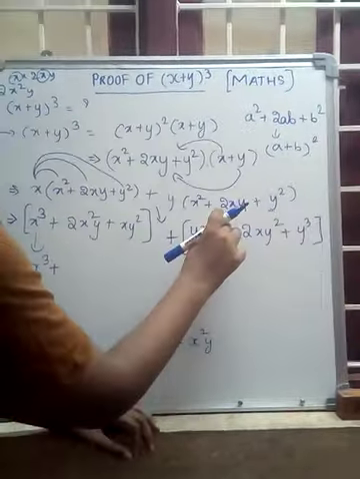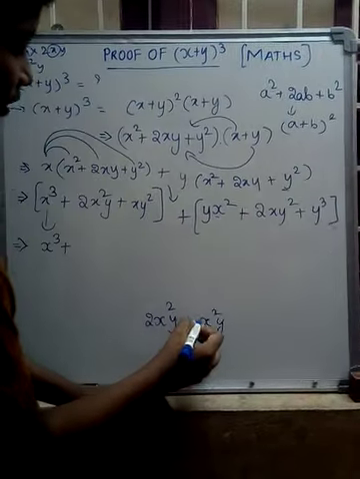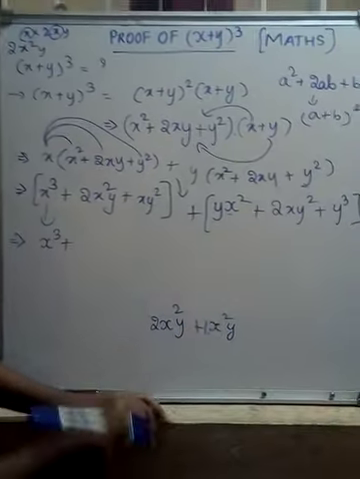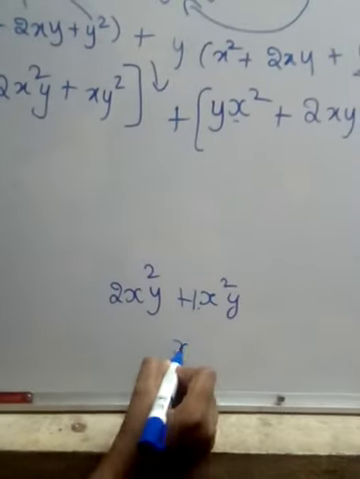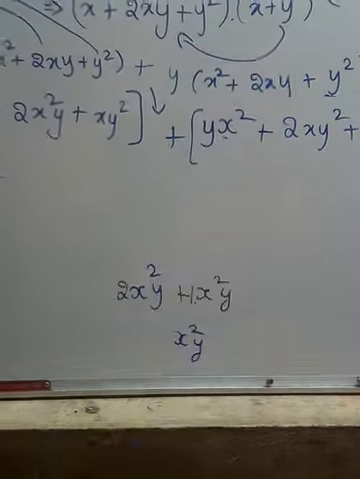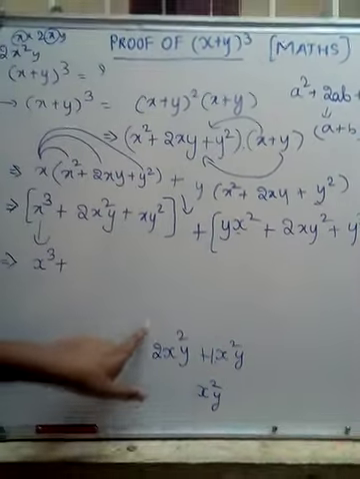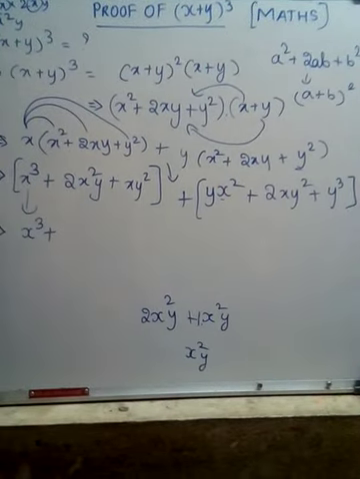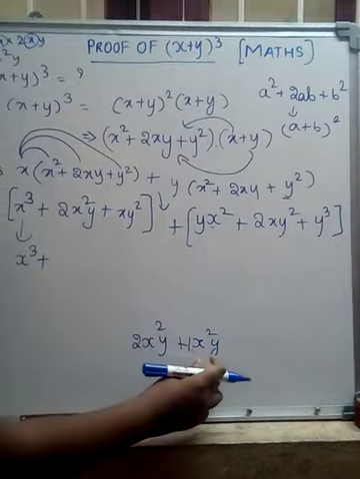2x is there, so we have taken 2x square. Here the coefficient is 1. X square y is common, so write it here: x square y. In the middle, addition is there, so add the numerical coefficients, that is, the numbers beside the variable.